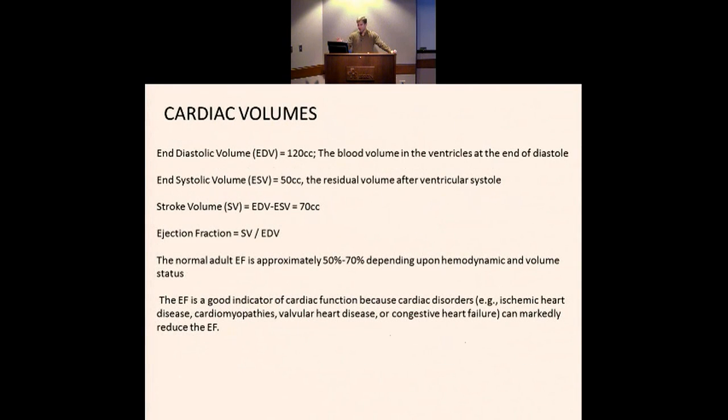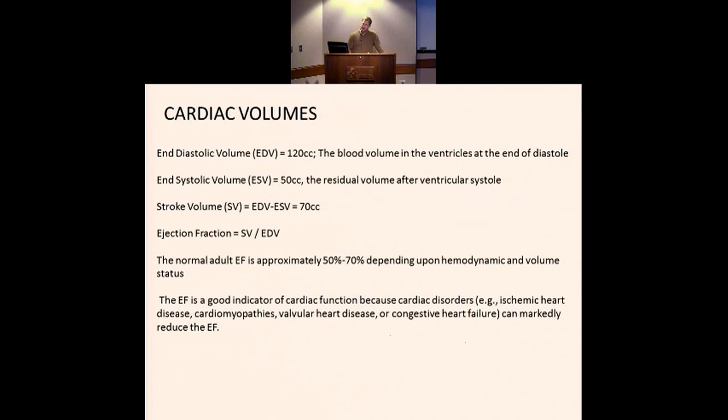Cardiac volumes, I wouldn't try to memorize these numbers, but understanding the concepts of what these words mean could help you on a test question. Your end diastolic volume has to do with when your heart has filled, how much is in there, in your left ventricle, essentially. And systolic volume is when that left ventricle squeezes and beats, that's how much remains in there.